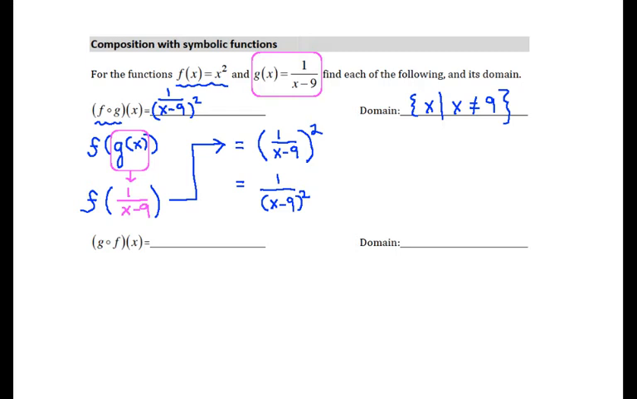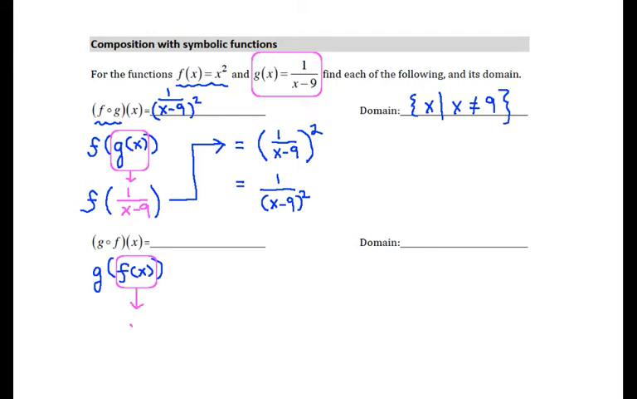So let's now follow this same process in reverse to find g composed with f of x. You can pause the video and try this on your own, or if you're not sure, you can follow along still. I'm going to again start by writing this as g of f of x. And then I will again start on the inside and work my way out.